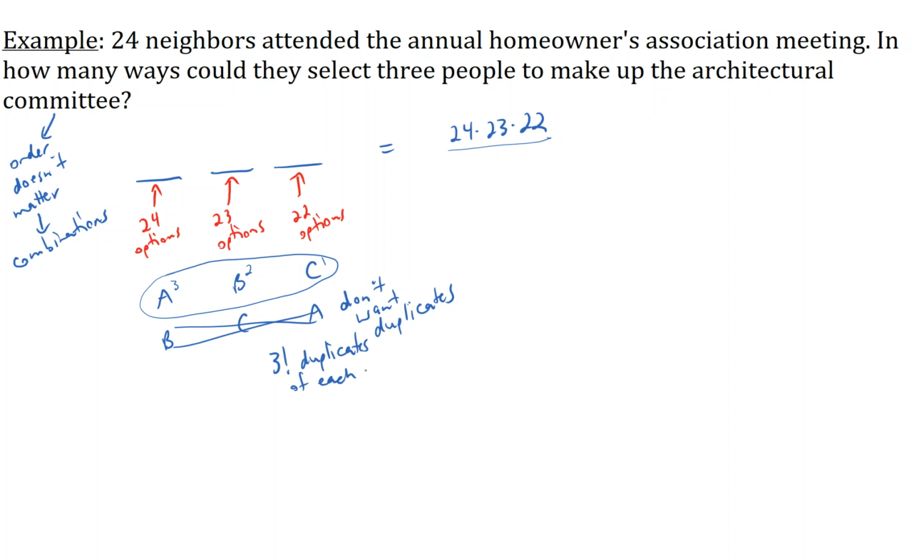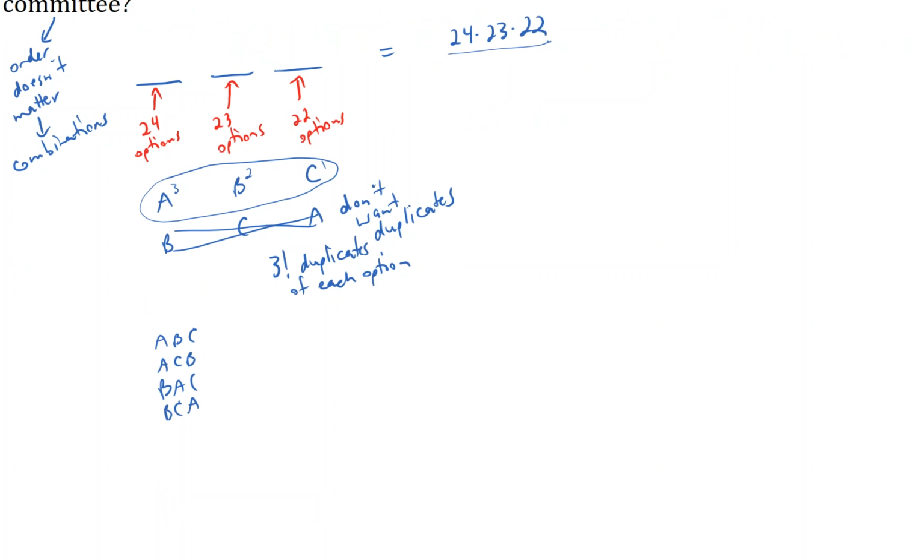of each option. For example, ABC, I could have ABC, I could have ACB, I could have BAC, I could have BCA, I could have CAB, and I could have CBA. There are 6 different versions of the same group of 3 people, so I need to take 6 and divide by 6 to take it down to 1. So I need to divide by the 6 duplicates I have for every different group of 3. There's 3 factorial duplicates of every option. So ABC is just 3 of the 24. I could have A, B, and D be another one. There's 6 copies of that I need to get rid of as well.